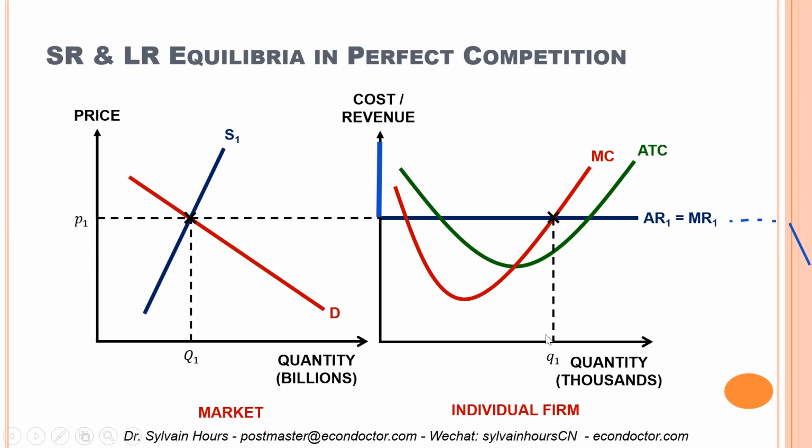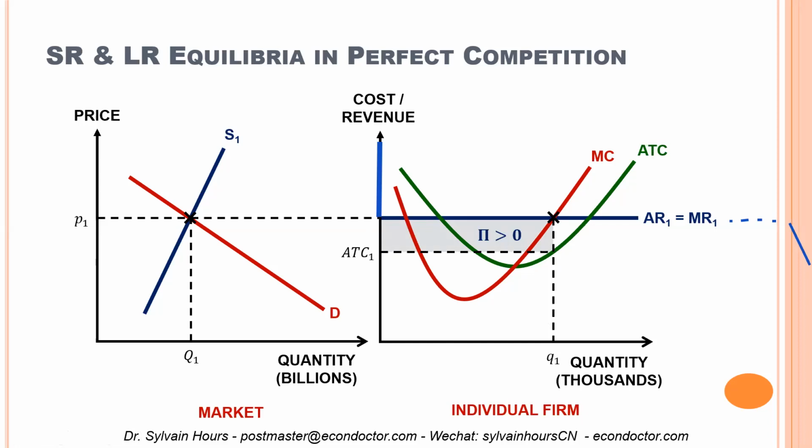Let's see if this firm is making a profit or a loss. So we need the ATC. For this quantity Q1, the average total cost is right here, ATC1, and we see that this area represents a positive economic profit, abnormal profit. This is a short-run equilibrium. There is a fixed number of businesses in this market.